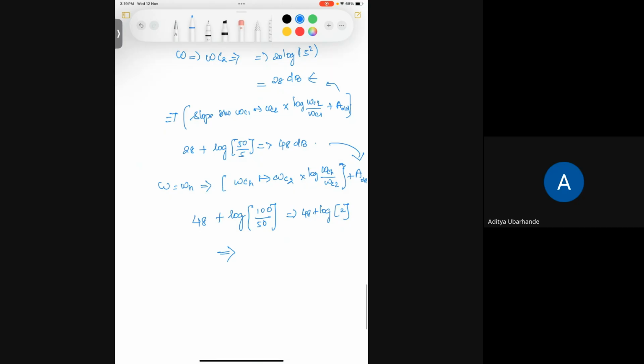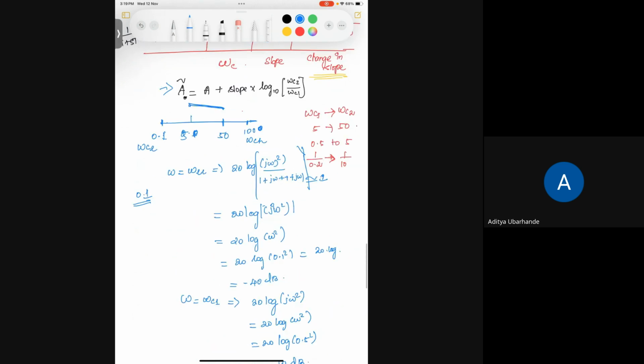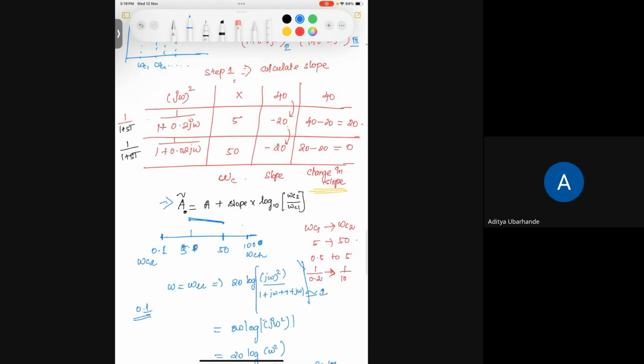Okay, I made a mistake here. I forgot to add the slope here, right? It's 20, because the slope here is 20. This slope. Okay.